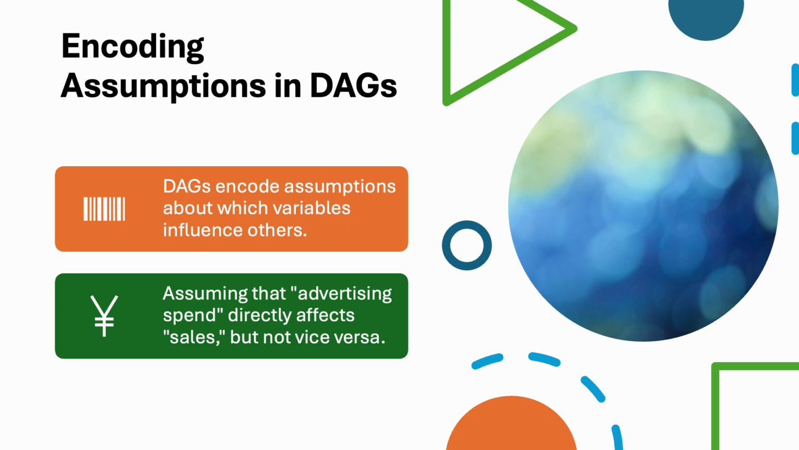Encoding assumptions is important because it forces researchers to be clear about their beliefs before analyzing data. If an assumption is wrong, the DAG can be adjusted. This process helps avoid mistakes like assuming a marketing campaign caused a sales boost when another factor, like a holiday season, was actually responsible.